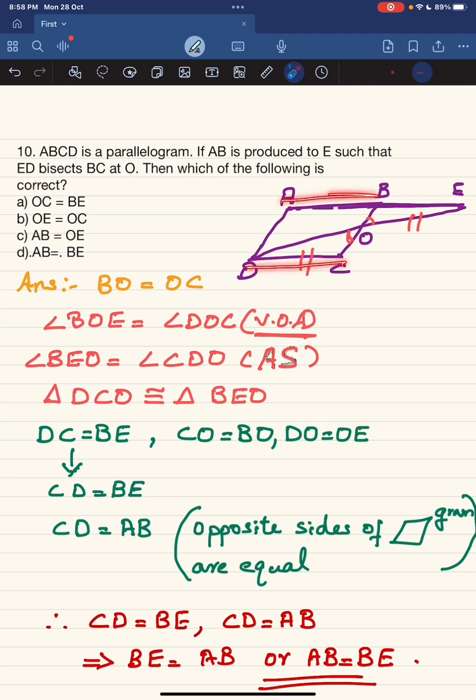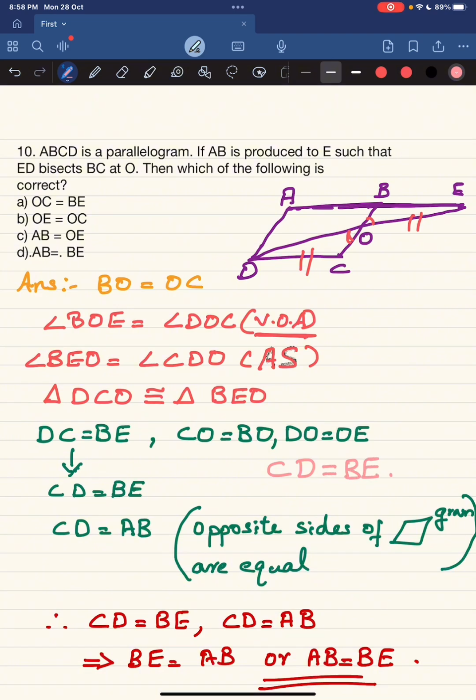Because CD is equal to AB, opposite sides of a parallelogram are equal. So we got CD is equal to BE and CD is equal to AB. So from this what we got? CD is equal to both BE and AB. So what does it imply? BE and AB are equal, right? So here we got BE is equal to AB, or alternately AB is equal to BE. So this is the answer.